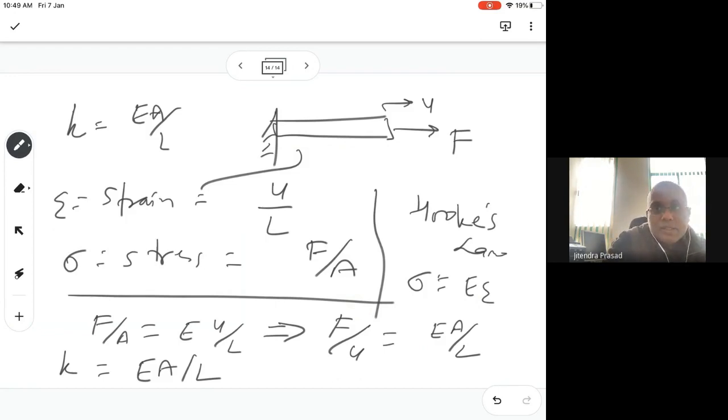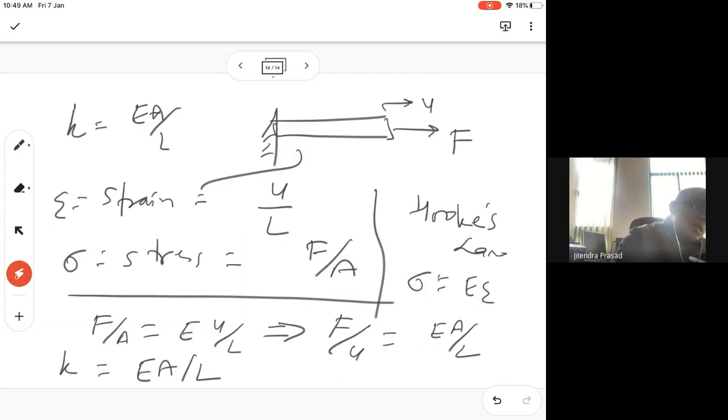So that means if you are given a bar, you can find out the equivalent spring stiffness, and accordingly you can apply the boundary conditions as we worked today. Same thing you can apply and you can do it.